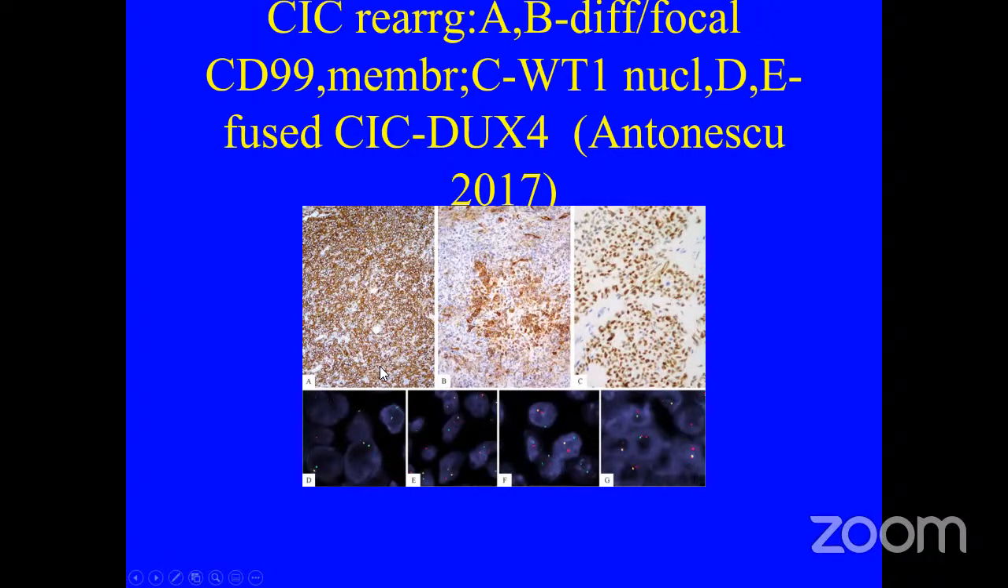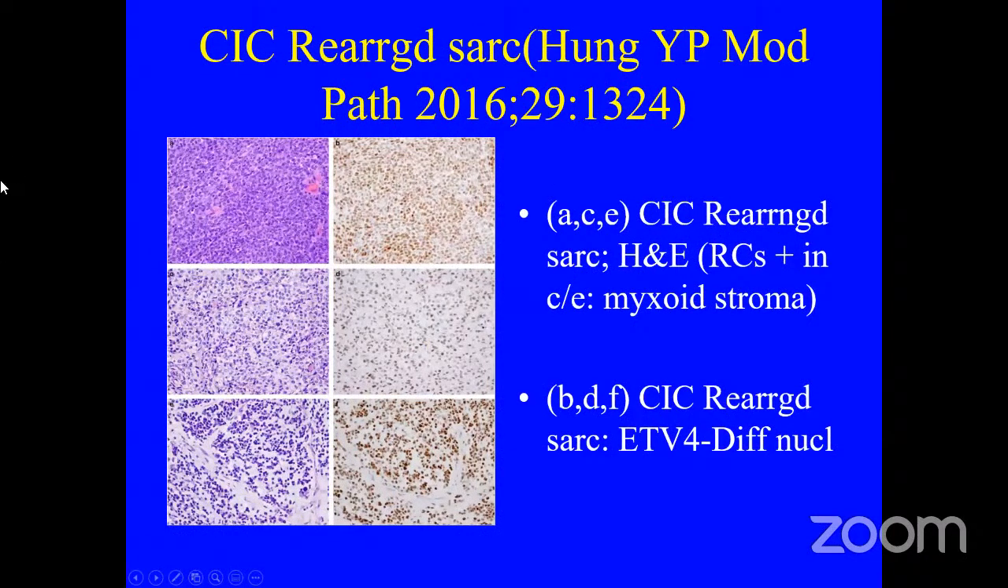This slide shows you the positive staining for CD99 as is seen here. It is membranous. Note that it is diffuse strong membranous in this particular case. And this is WT1 staining, the N-terminus antibody. Both these are showing the WT1 positive staining. And this is another series showing the IHC of CIC-rearranged sarcomas showing the positive staining for ETV4. The previous one was WT1.